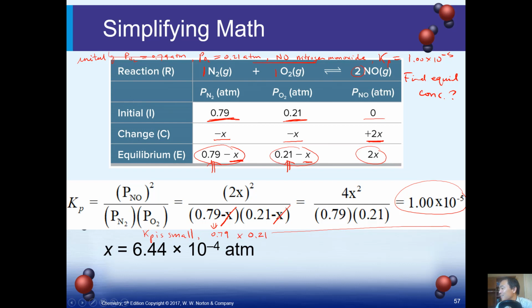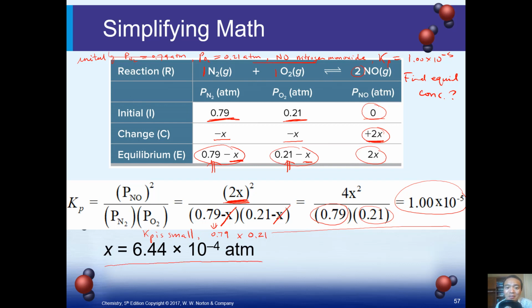Did you see? That's why you write it this way. You cross out that x, but not the top. You don't cross out the 2x, because 2x is compared to the original 0. No matter how small x is, it's still much, much greater than 0, isn't it? Right? Okay, so when you do this calculation, you will be able to easily figure out what x is.